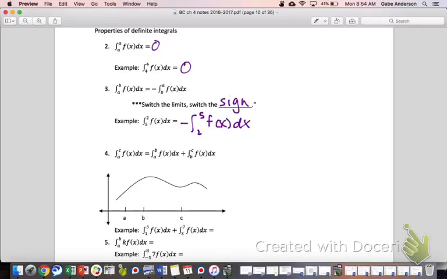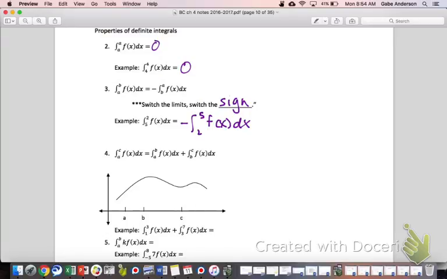And so in order to do that, I have to change the sign of the whole integral. So that'd be a time when maybe you would use that. Okay, let's see here. Then number 4. This is basically to say that a whole thing is made of 2 parts added together.